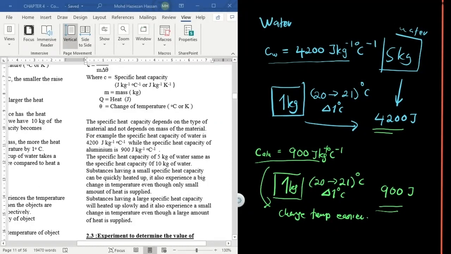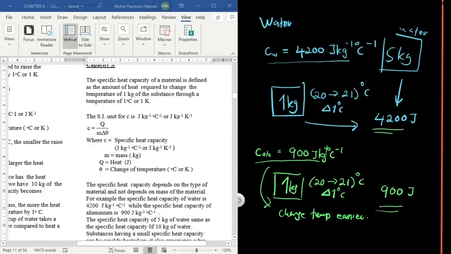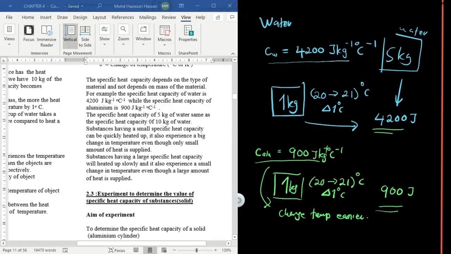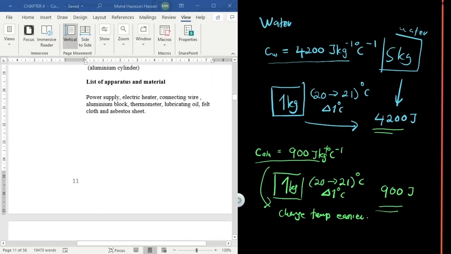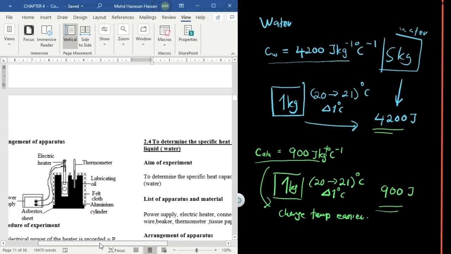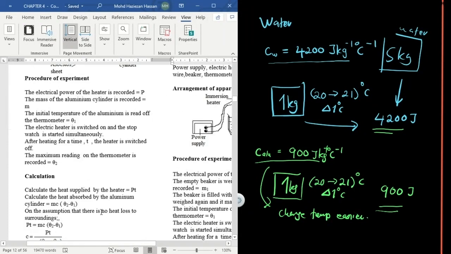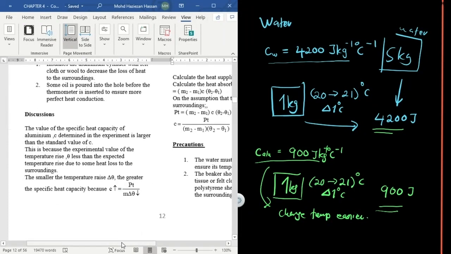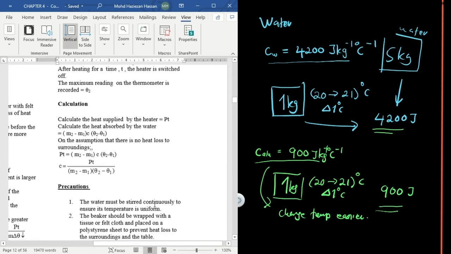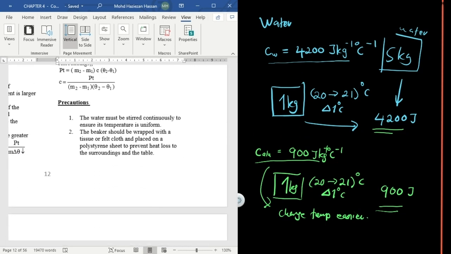So I think that's it. That is all about specific heat capacity. I hope you can understand this one. And maybe later we will show you how we can prove it by calculation, or how we can solve calculations involving specific heat capacity, so that you can understand better. That's all for this session. Thank you.